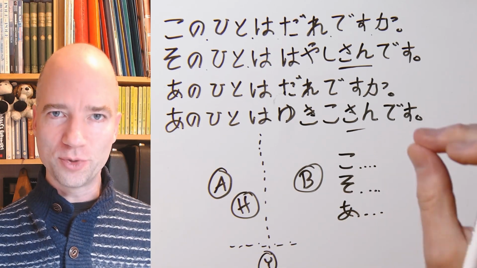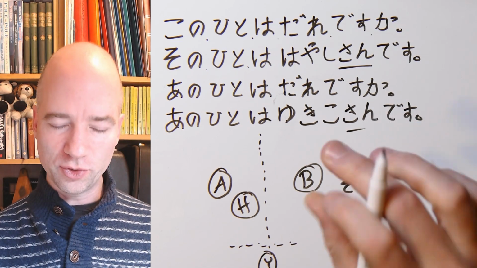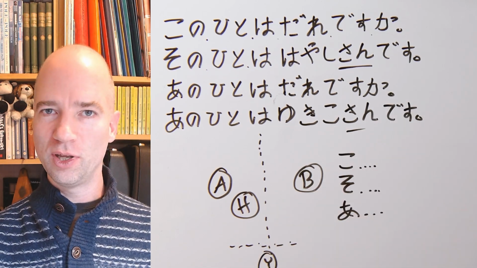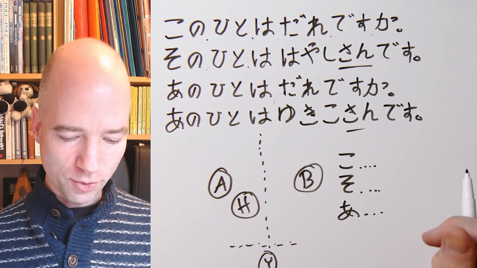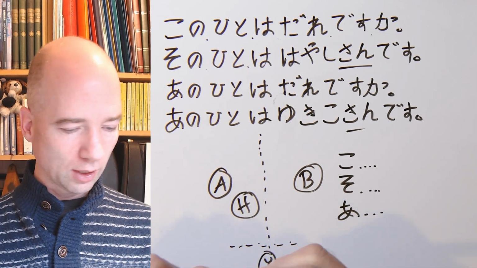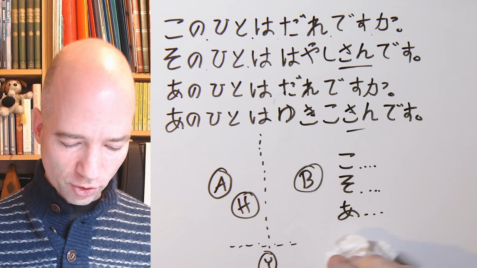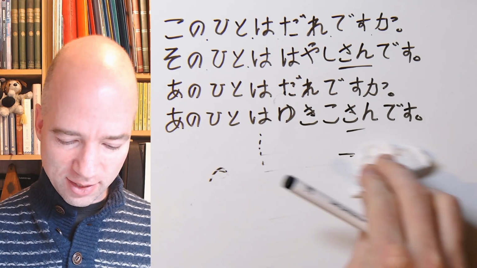Ko, something that's closer to you than the one you're speaking to. So, so, something that's closer to the person you're talking to, and a, something that's far away from both. So I hope that is obvious and clear.